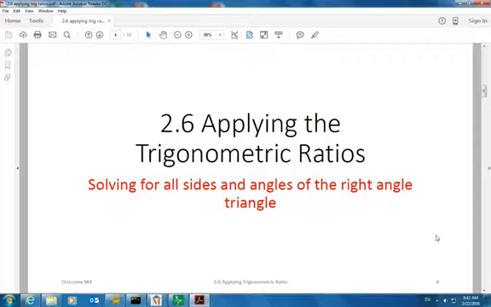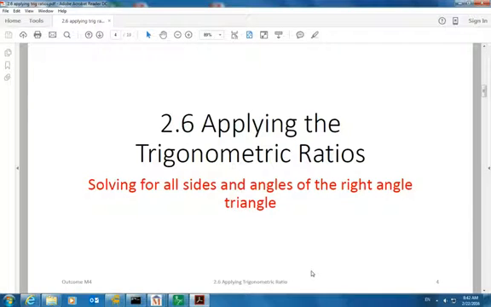Okay, so today we're going to look at 2.6, applying the trigonometric ratios. I can never say that right. Solving for all sides and angles of a right angled triangle. Now, if we look at the first question here, it says solve this triangle. It's kind of vague with what it's asking.